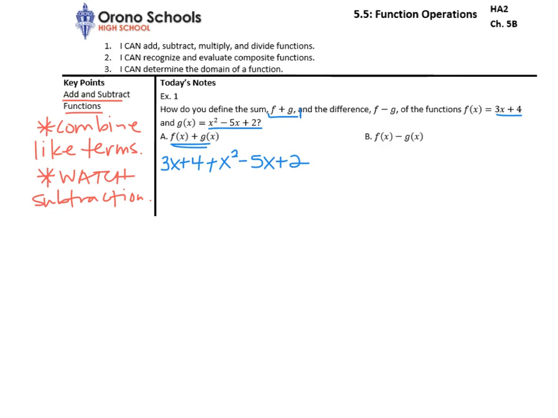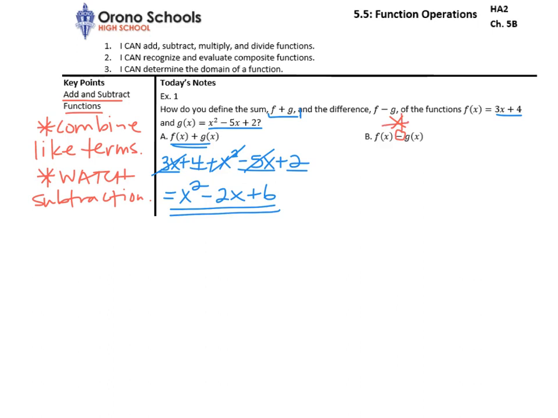Writing in order from biggest term down to constant, we would actually put x squared first. That eliminates that term. The x's, we have 3x minus 5x, and that would equal minus 2x. And last but not least, the constants, 4 plus 2 equals 6. That's literally adding functions together. I think we can handle that today.